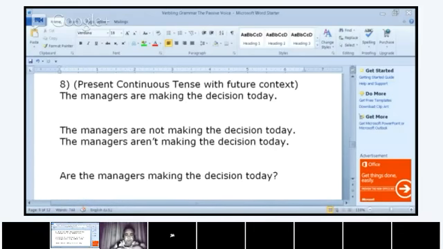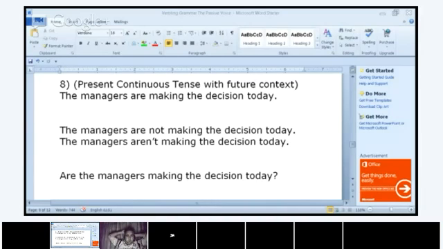So we have the present continuous tense with the future context. And so can we get some ideas on how you can express these ideas? I'm thinking the managers is not really useful information. And so what we want to do is we want to try and put the focus on what?